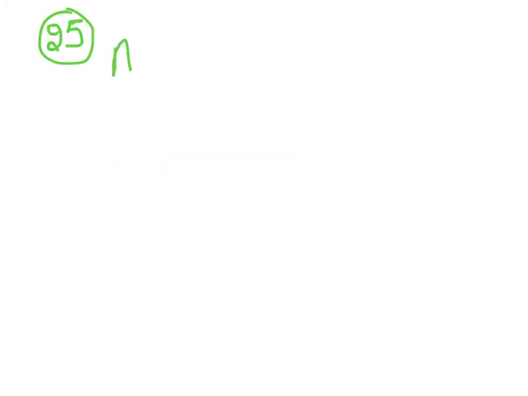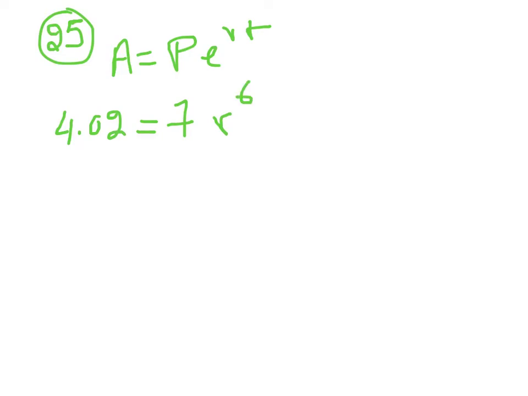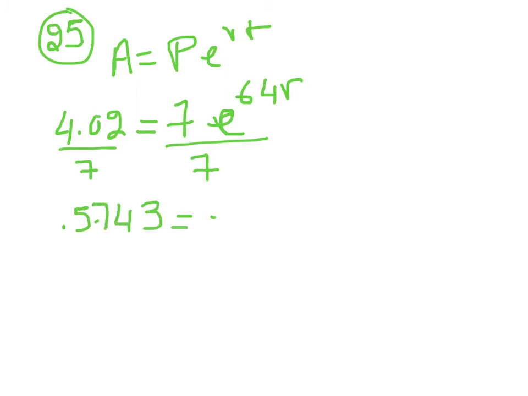Number 25. We're going to start with PERT again, but I want you to know this time you're starting out with 7 grams, and the 7 grams is going to decay to 4.02 in 64 hours. So that will be e raised to the 64 times r. We need to solve for r. I'm going to divide by 7. And when you divide by 7, you get 0.5743 is equal to e raised to the 64r.